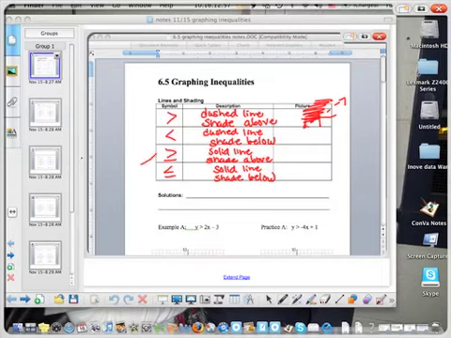The biggest thing I tell the kids is to look and see if you've got an equal to symbol underneath your inequality symbol. That tells you you'll have a solid line, and if it doesn't, then you'll have dashed.